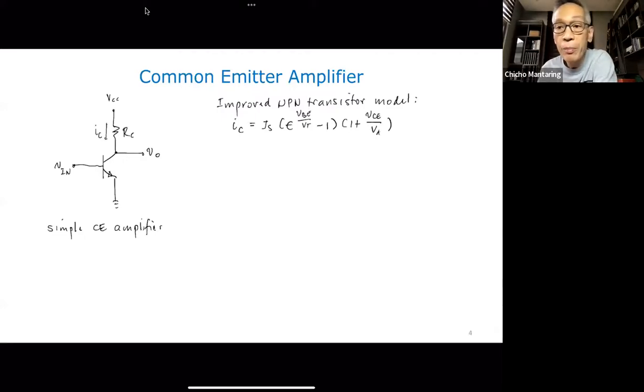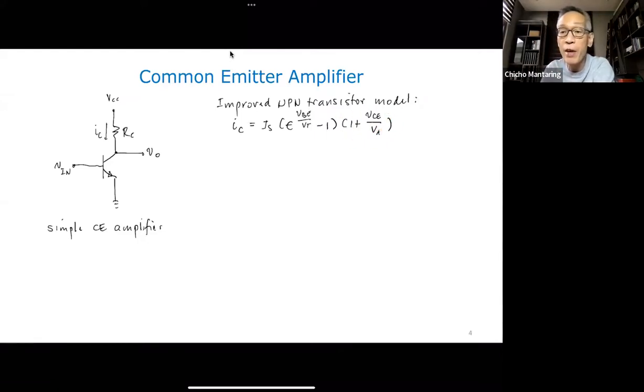Can somebody tell me what V sub A stands for? I just want to check whether you remember. What is V sub A? Anyone? Just shout it out. What is V sub A? Yeah, that's right. Somebody answered on the chat. That's your early voltage. So this term here is to take into account the early effect.